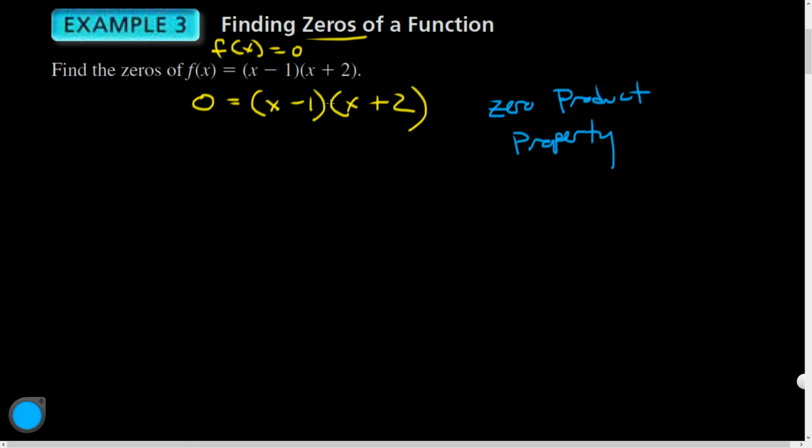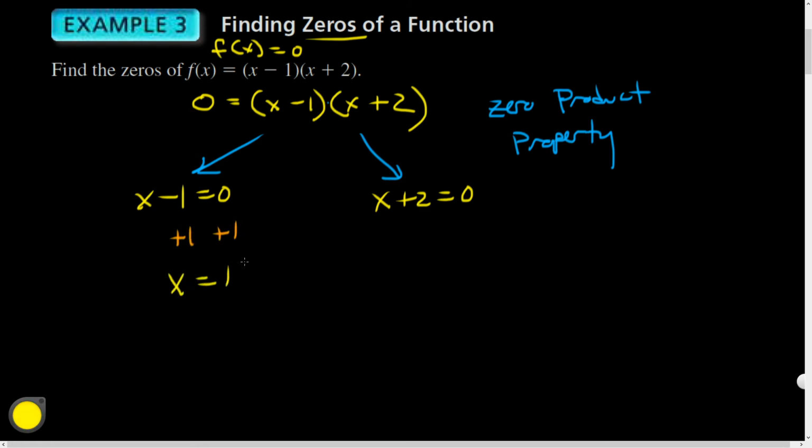Zero product property. This is the idea that if 2 things or 3 things or 7 things multiply to be 0, which is what these 2 things multiplying equals 0 means, then at least one of them is 0. And so either x minus 1 equals 0 or x plus 2 equals 0. Solve using your inverse operations, Algebra 1 solving method. There's 1, and subtract 2, and I get x equals negative 2.